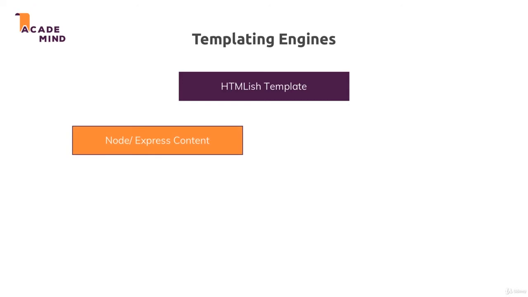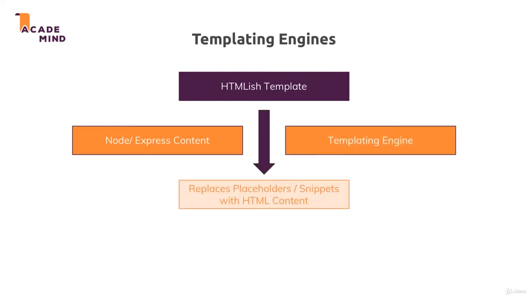And then you have your Node Express content in your app, like our dummy array, our products array we're currently using. And you got a templating engine which understands a certain syntax for which it scans your HTML-ish template, and where it then replaces placeholders or certain snippets, depending on the engine you're using, with real HTML content. But that content, this HTML content it uses there, is generated on the fly, on the server, by the templating engine, taking that dynamic content into account. So for example, you could output an unordered list with list items for the data you have in your Node Express app with the help of the templating engine.